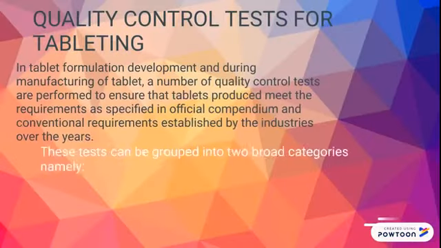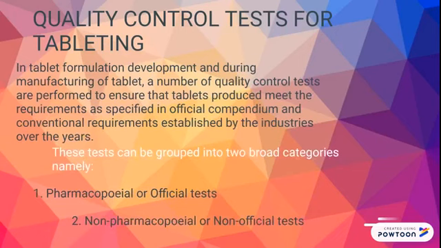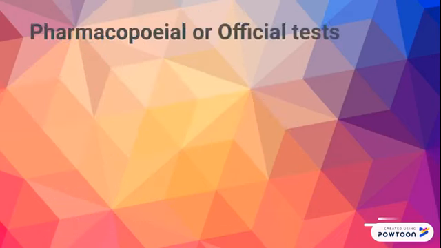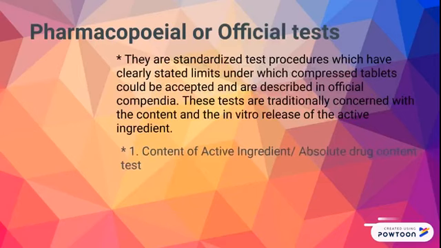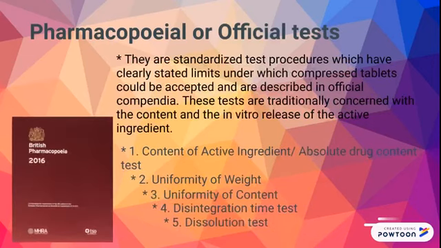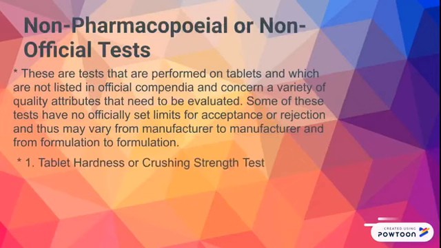There are two types of quality control tests carried out, namely pharmacopoeia or official tests and non-pharmacopoeia or non-official tests. Pharmacopoeia tests are standardized tests that include content of active ingredient tests, uniformity of weight and content tests, disintegration and dissolution tests. Non-pharmacopoeia tests are not listed in official compendia. They include tablet hardness tests, friability tests, and thickness tests.